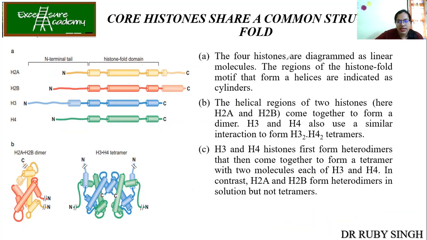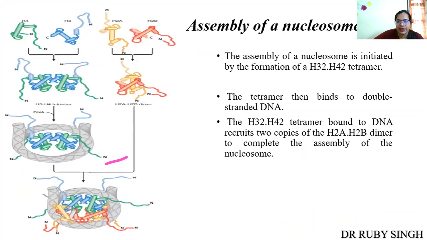Now why is this association of the H2A and H2B dimer and the tetramer important? Because this is how the core protein is going to form. The core histone is going to form and only then the association with the DNA, ultimately resulting in the wrapping of the DNA, will take place. Okay, so it's very important and that is what we are going to learn in this lecture.